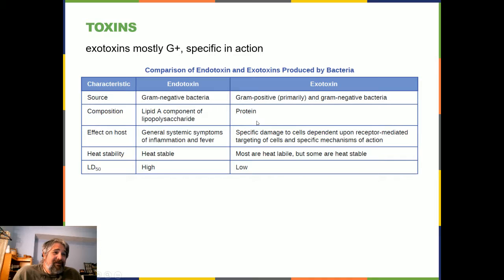Effect on the host: we have general systemic symptoms of inflammation and fever with the endotoxin, whereas the exotoxin causes specific damage to cells, and that damage or ability to interact is dependent upon receptor-mediated targeting of cells and specific mechanisms of action. Endotoxin is heat stable. Most exotoxins are heat labile, meaning they can be denatured and made ineffective by the application of heat. LD50 for endotoxin is high and low for exotoxins.